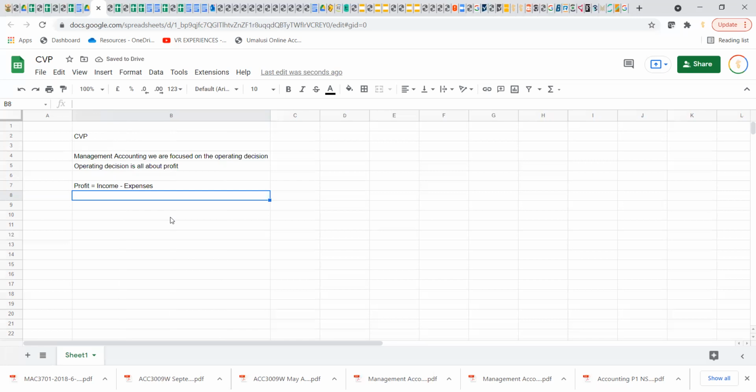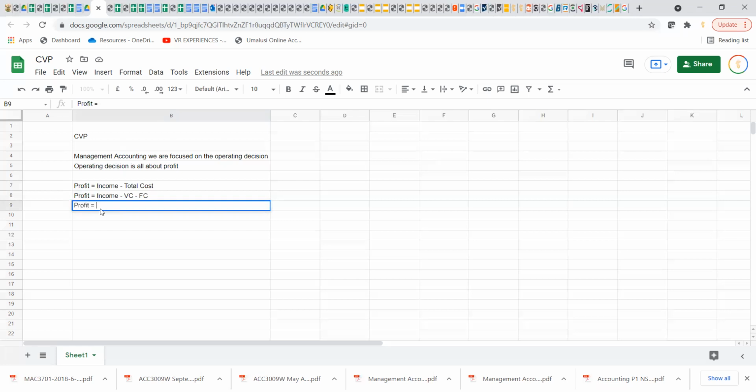Now, to put this in terms of management accounting, profit equals income minus variable cost minus fixed cost. Okay, so I want to just change this around: income minus total cost. So expenses, which is total cost. Okay, but remember, total cost is split between variable costs and fixed costs. Now we can break this down even further.